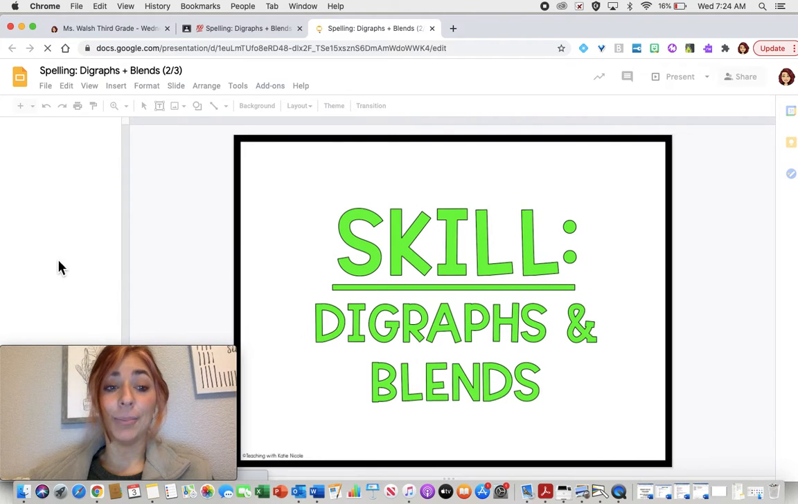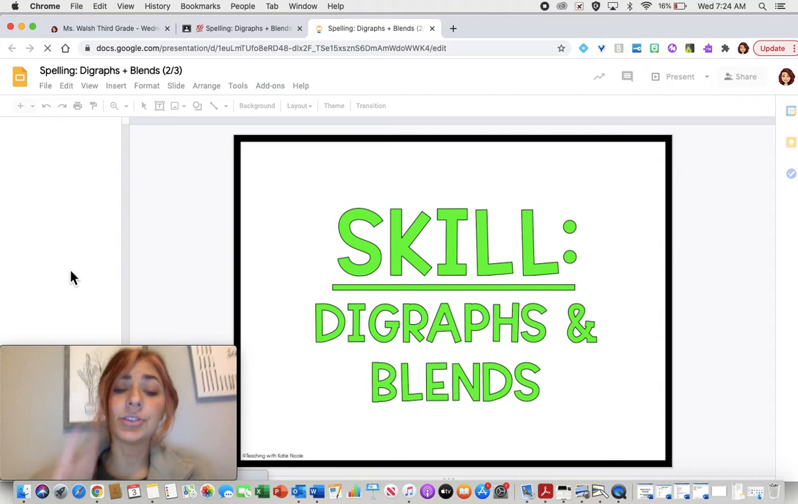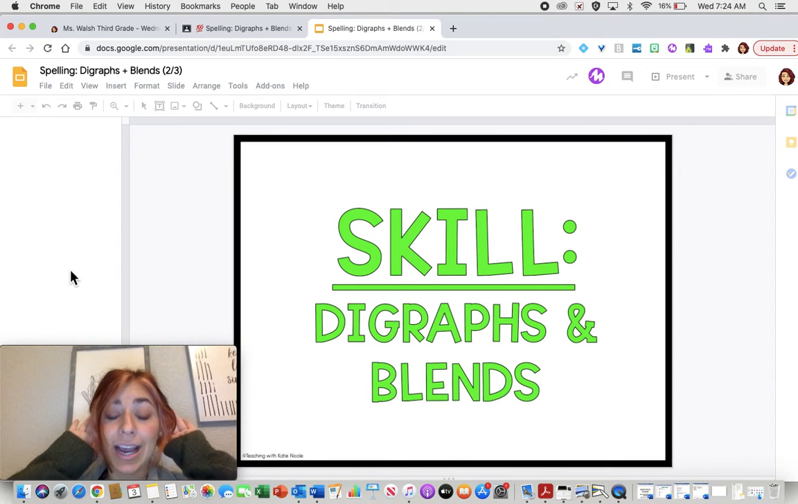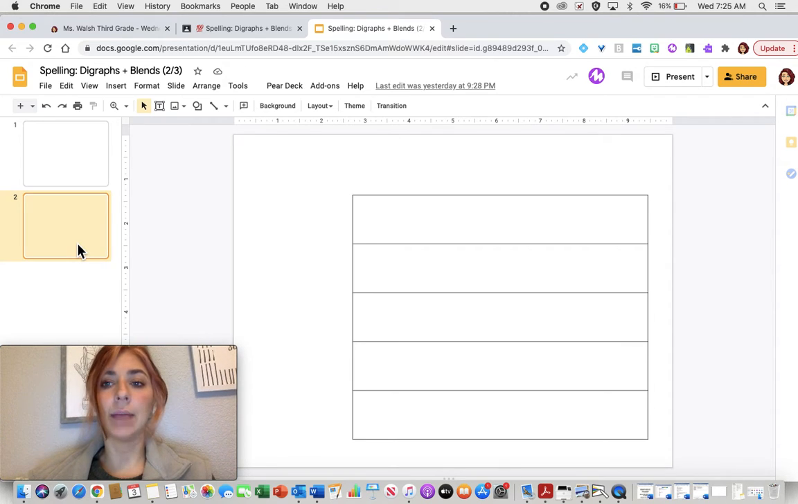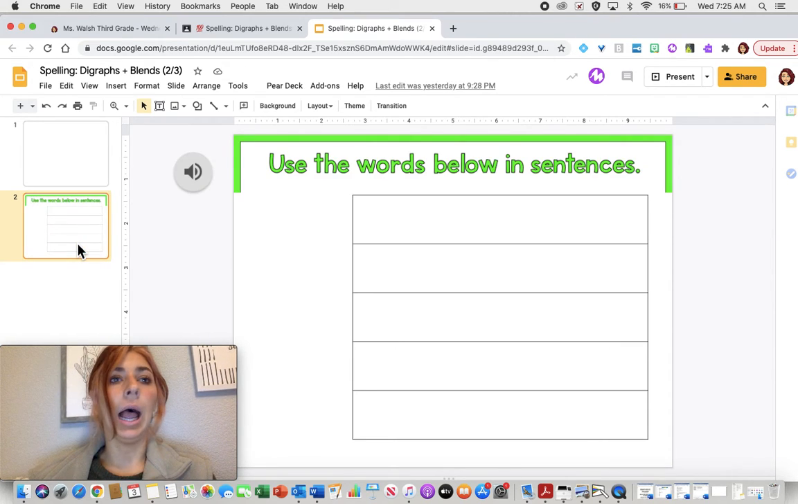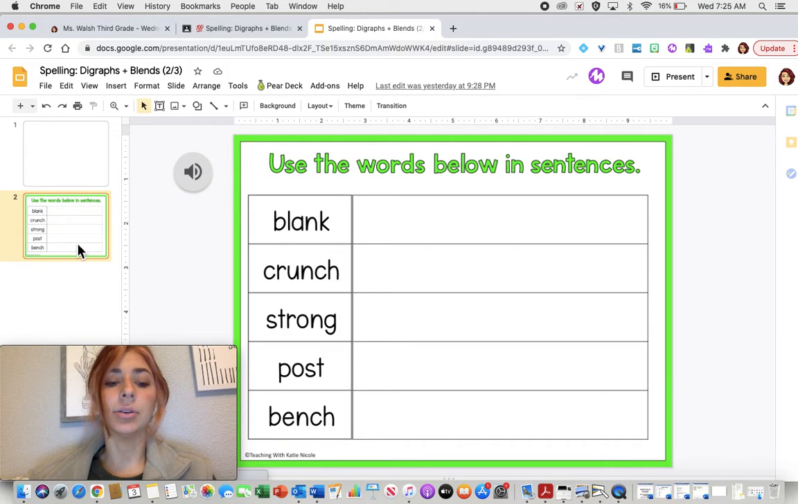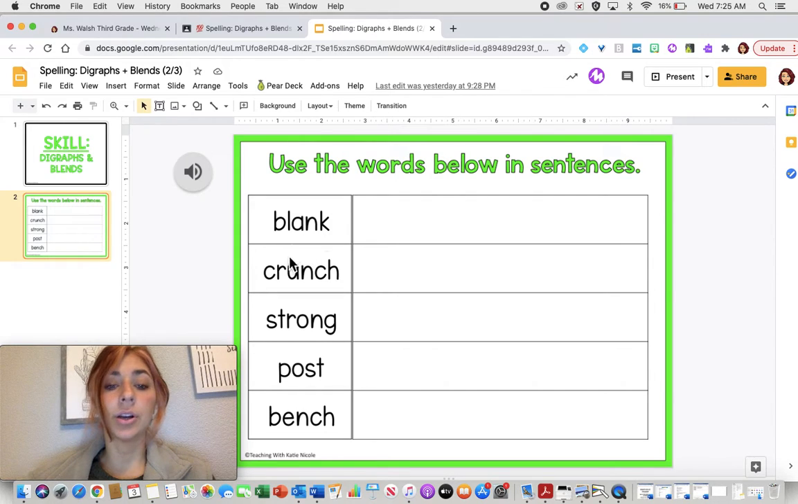But then we have our blends. And our blends are 2 consonants making 2 sounds. And so with our blends, we'll have cl, like in clap. We'll have nx, so next, right? And so you're going to go through and read these words. I also will read them to you if you need that support. And then you're going to write sentences using these words. So you're going to do that for all 5 of these.